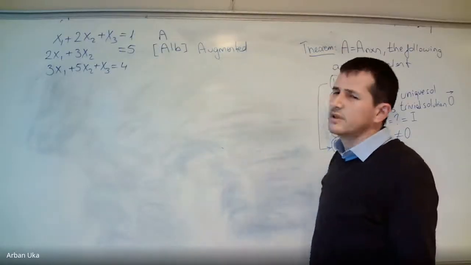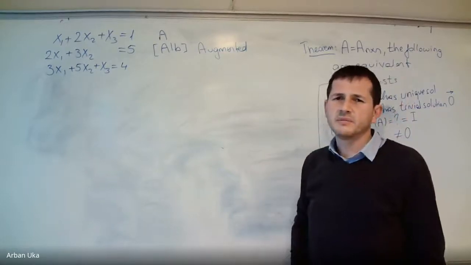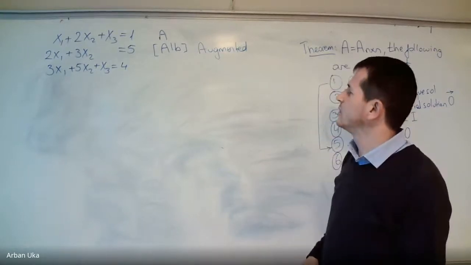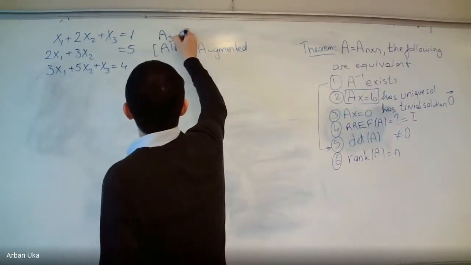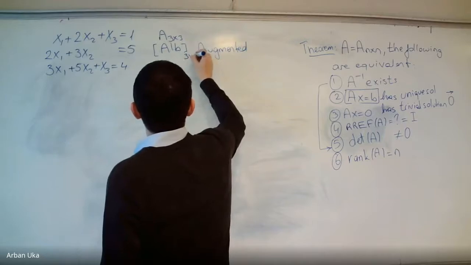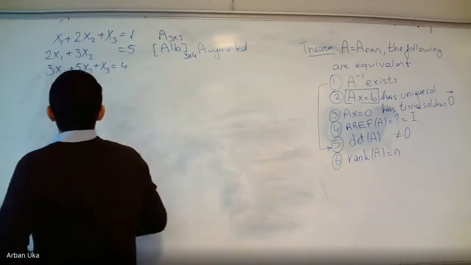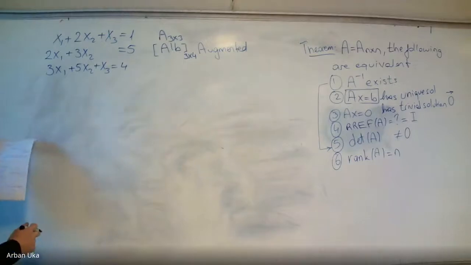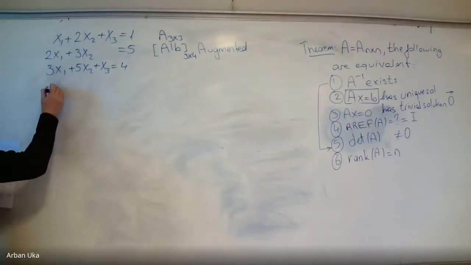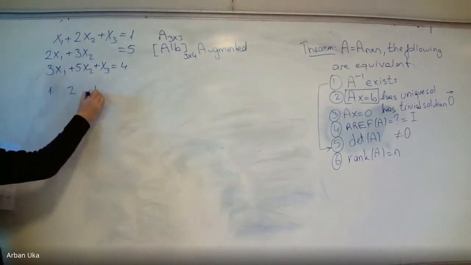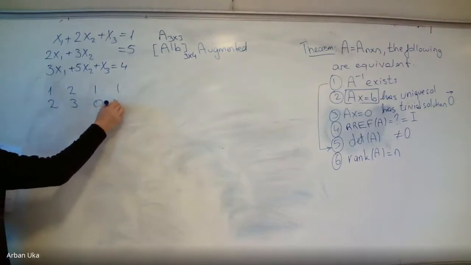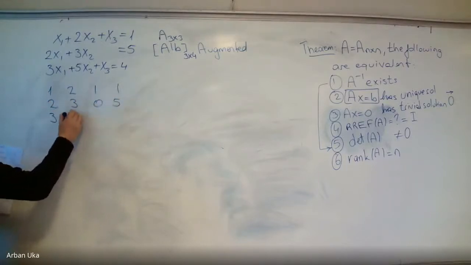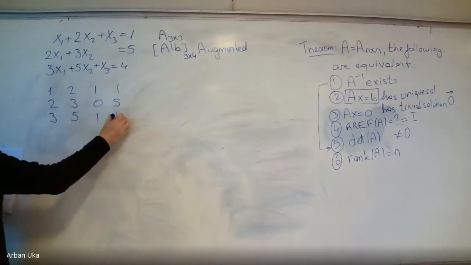And now, both of these two matrices have a rank, right? Let's see what is the rank of A and what is the rank of AB. What is matrix A? This is 3 by 3, right? AB is what? It is 3 by 4. So let's write the augmented matrix. We have here 1, 2, 1, 1, 2, 3, 0, 5, and we have 3, 5, 1, 4.